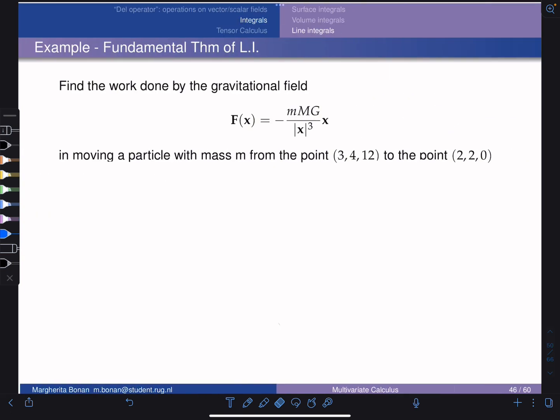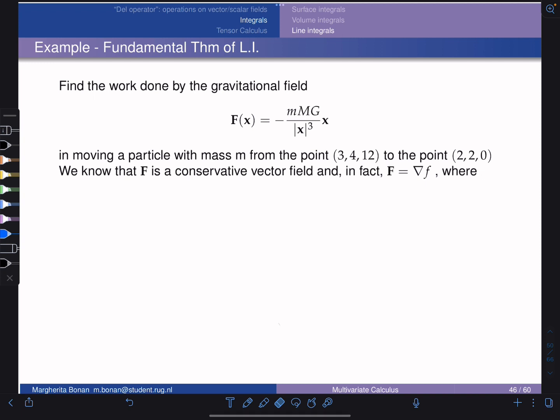Now we can look at an example of an application of this fundamental theorem. So we want to find the work done by the gravitational field. We already know that the gravitational field is given by this formula here. And we want to find the work done in moving a particle with mass m from the point 3, 4, 12 to the point 2, 2, 0. So we know that F is a conservative vector field because we know that the gravitational field acts in this way. In fact, then we write that F is equal to the gradient of a function, where this little function f is equal to this formula.